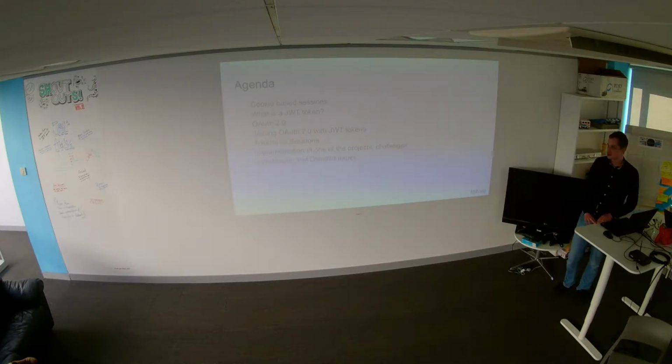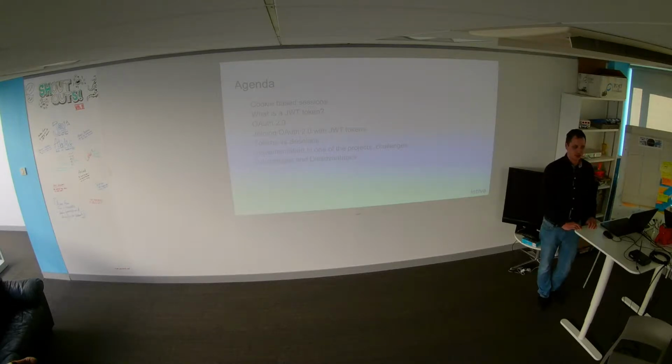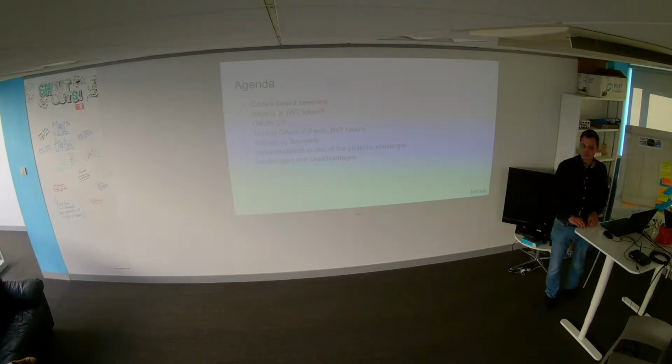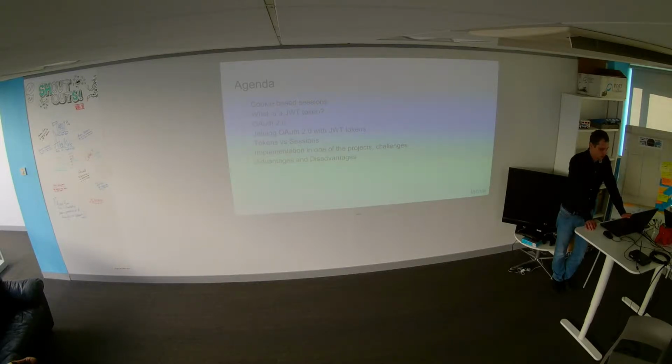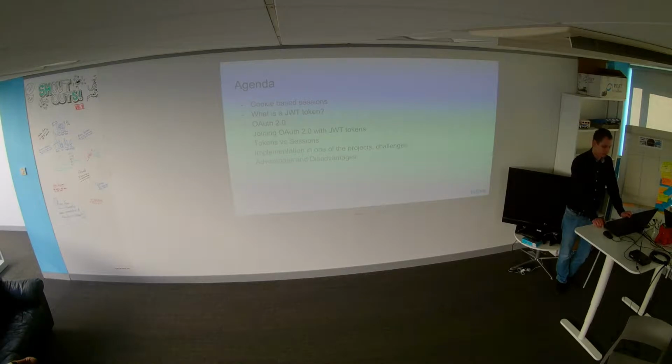So in general, we'll start with something that's so old that it's boring, cookie-based sessions. Then we will jump into explaining what the JWT token is. I'm suspecting many of you know this already. Then we will go into OAuth and some caveats of it and how the JWT token can be used together with OAuth. And then we'll start comparing where and when we can use tokens and how does this relate to cookie-based sessions. Then we'll go into the implementation in one of the projects, maybe not going into the code, but at least discussing the architecture and the solutions applied there.